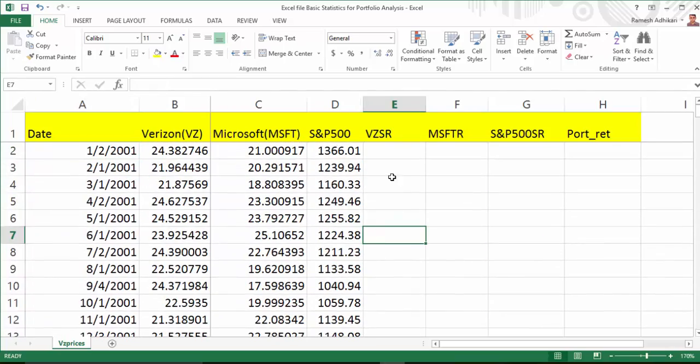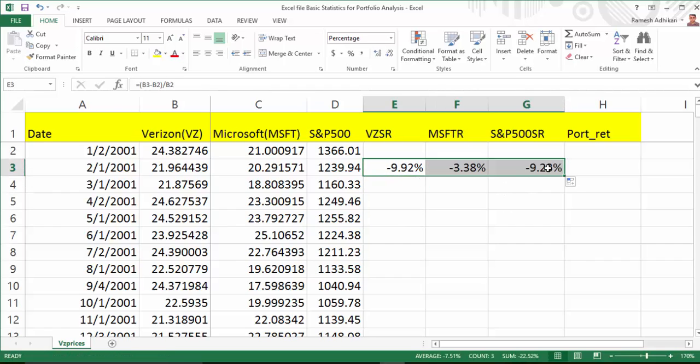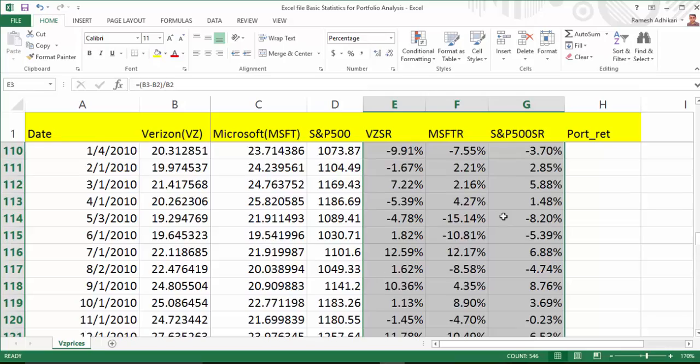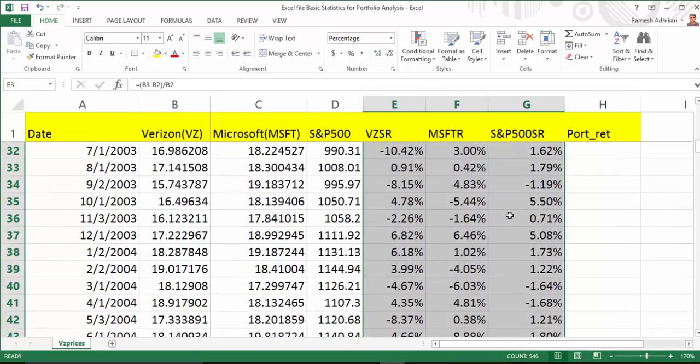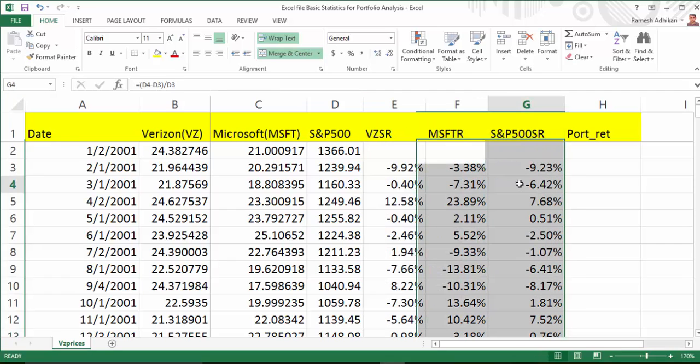So before we do any further analysis, don't forget to calculate return because that's what we are going to use for further analysis. So let's calculate simple return for Verizon first. So current price minus the past price over the past price, that gives us the return. And I just want to select that in the percent format. So I just did that, and now select these three and then double click on this square box, then you get all the return series for all these three series, meaning Verizon, Microsoft, and S&P 500. Now we can use these returns for further analysis.